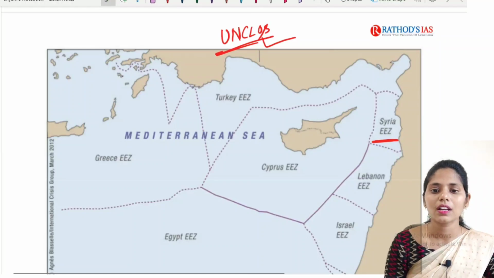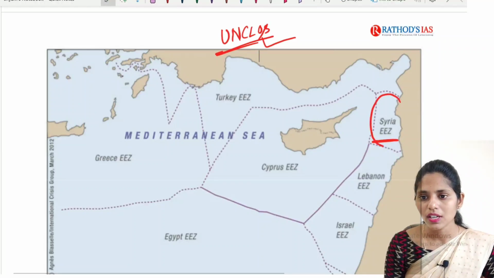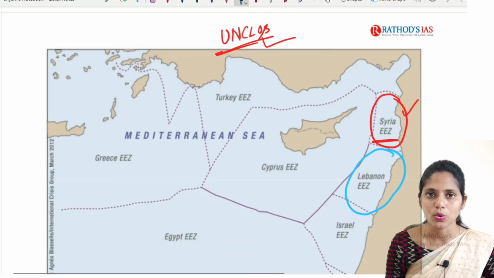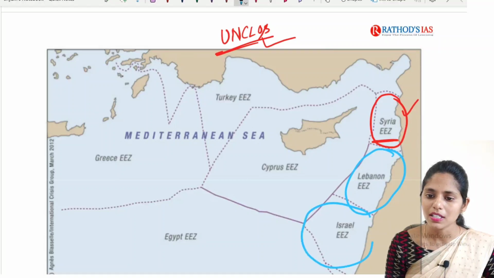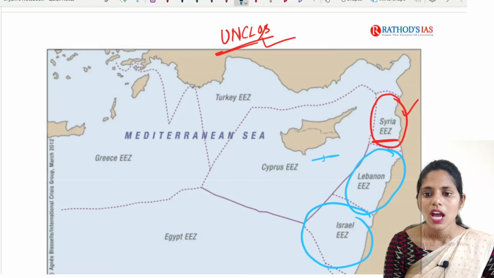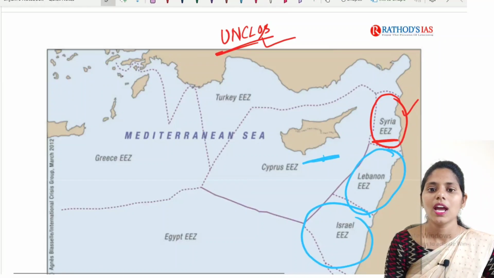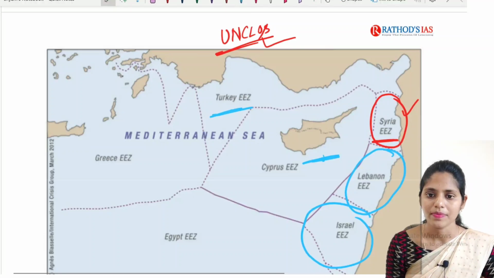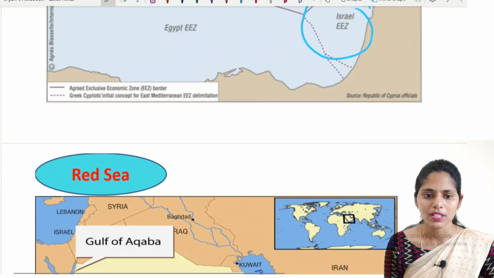So in this Mediterranean Sea also, this part will come under the exclusive economic zone of Syria, this part will come under Lebanon's exclusive economic zone, and this part comes under Israel's exclusive economic zone. Here we have Cyprus, so it is Cyprus's exclusive economic zone, and here we have Turkey, right? So it is Turkey's exclusive economic zone, etc. So this is about the exclusive economic zone.